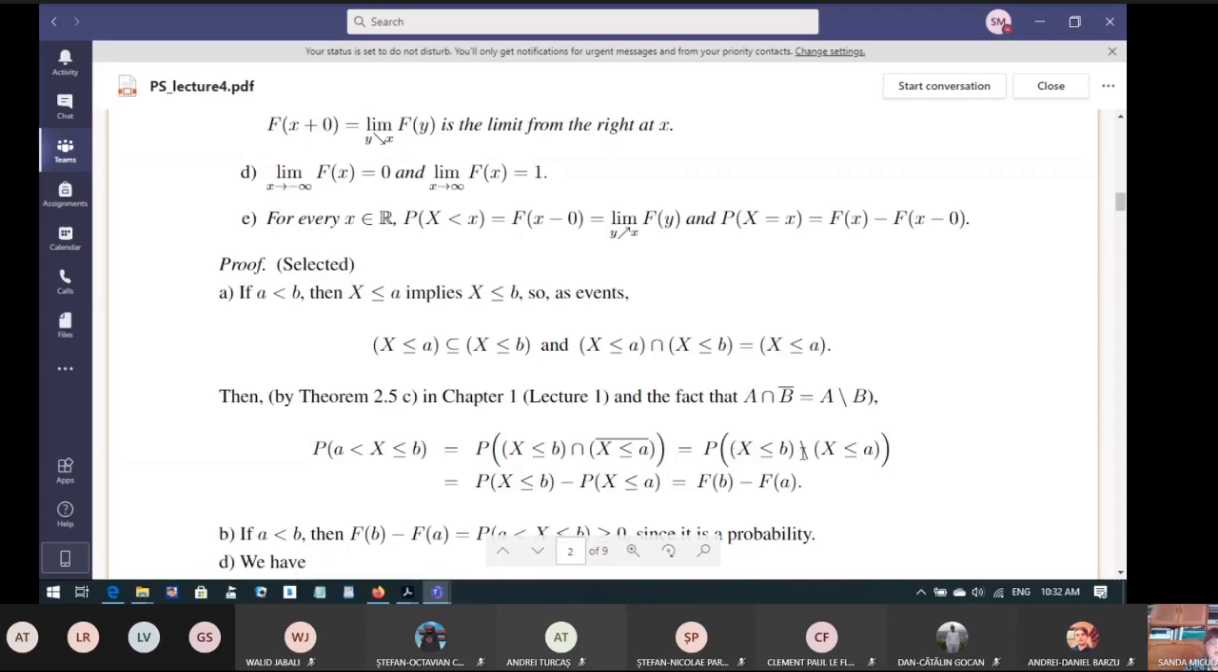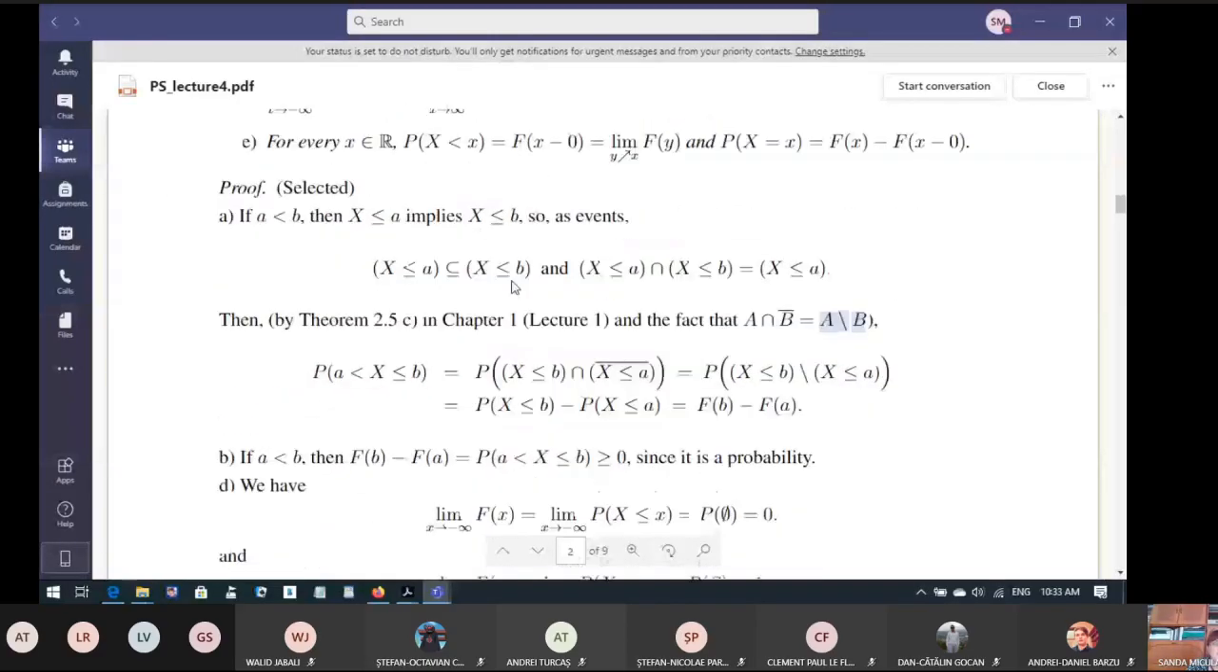Okay, for this type of probability of the difference, we have a formula. It's the probability of the first one minus the probability of the intersection of the two. We just discussed that the intersection is just X less than or equal to A. So now these are both the values of the CDF. So F of B minus F of A.